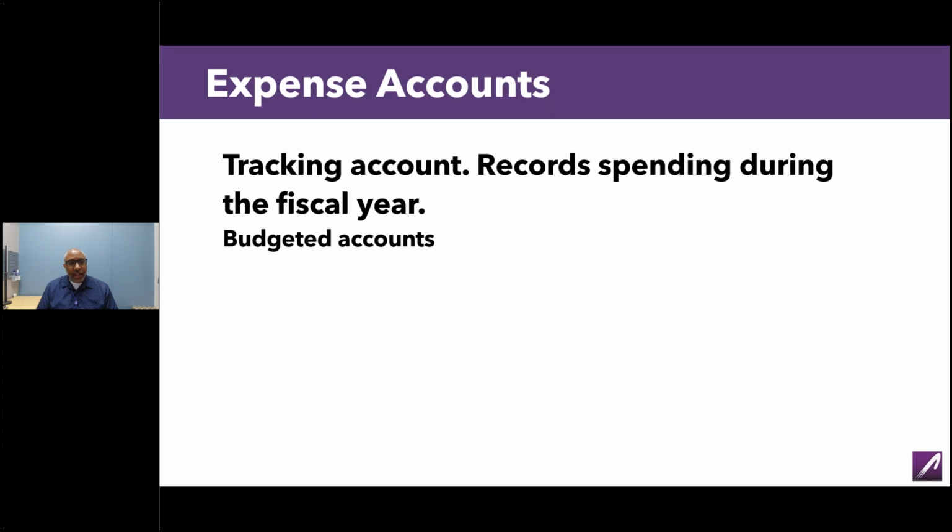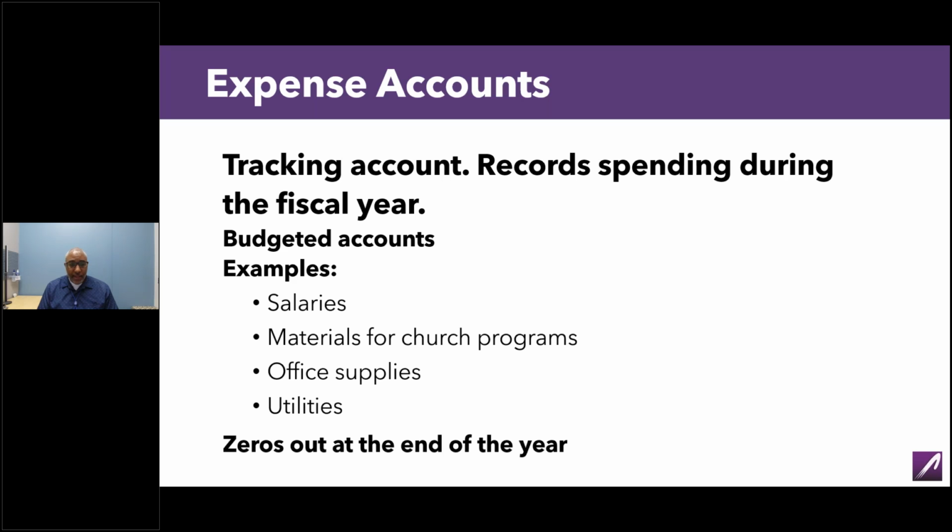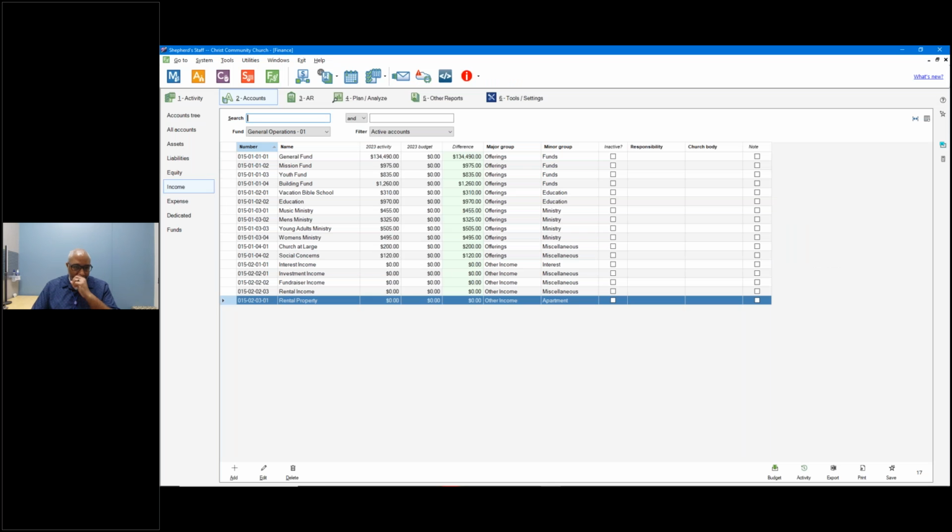These are also budgeted accounts, and you usually have your income budget versus your expense budget, so that at the start of the year, you kind of have a picture of where you're going. And at the end of the year, you compare what you brought in and what you spent to your budget, kind of see how your plan went. Examples are salaries, materials for church programs, office supplies, utilities, and these also zero out at the end of the year. So we'll go back to Shepherd Staff.